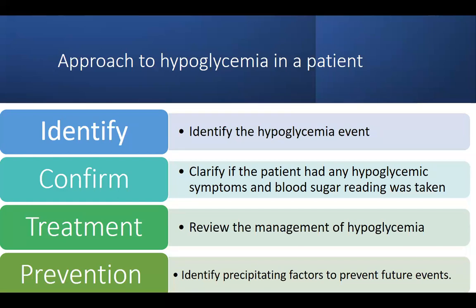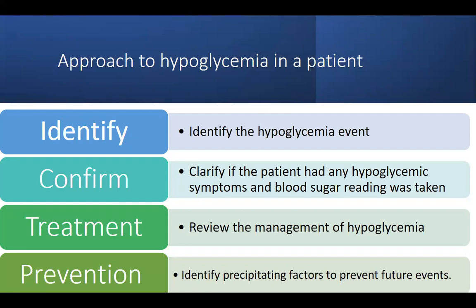So how do you approach a child who has hypoglycemia? I'm doing this so that we can teach ourselves, our guardians and our children to think about it this way. Number one, they need to identify the hypoglycemic episode. They need to confirm that. It is important, if possible, that the child checks a blood sugar to confirm if they have a hypoglycemic episode.